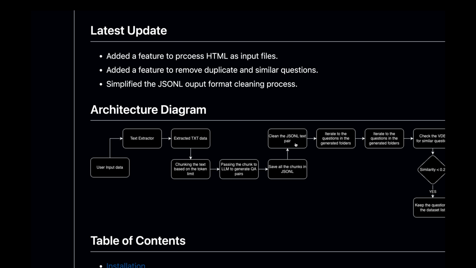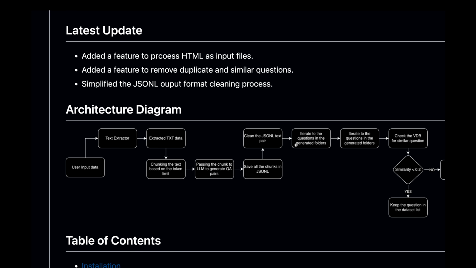That JSONL will now be passed to another function, which will iterate through every question and pass each question and answer to a vector database. That vector database will take care of checking whether this question is repeated or more similar. If it is more similar to another question already present, then it will remove the duplicate questions. That's the overall idea.